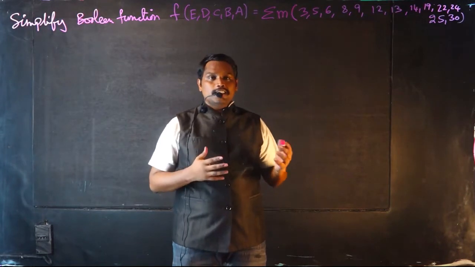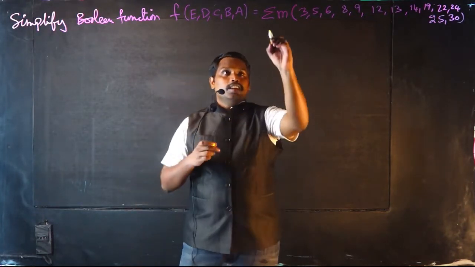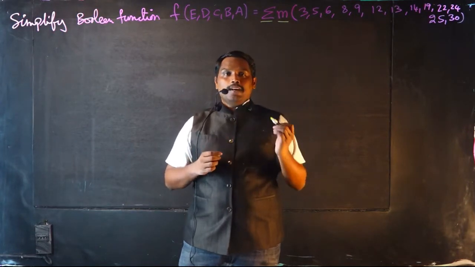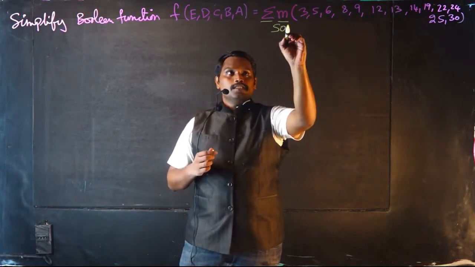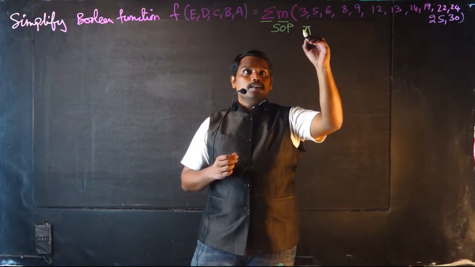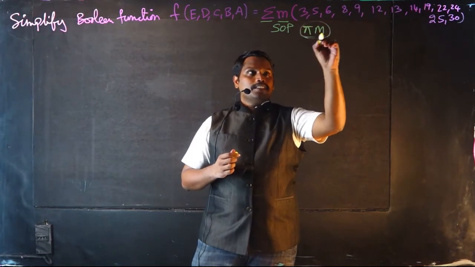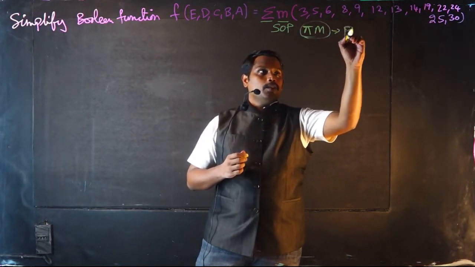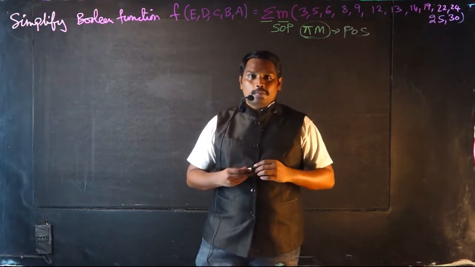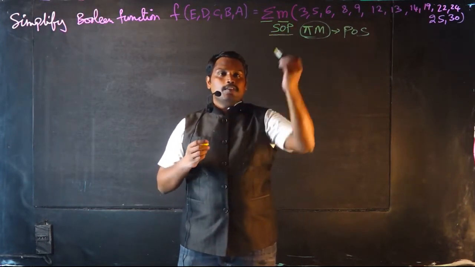So whenever the min terms are there, you can come to a conclusion that whenever you see this question, if the sigma and small m are there, it is sum of product form. For example, if there is pi with capital M, then this particular expression we call it POS, which is product of sum form. Since they have given sigma m, it is sum of product form.